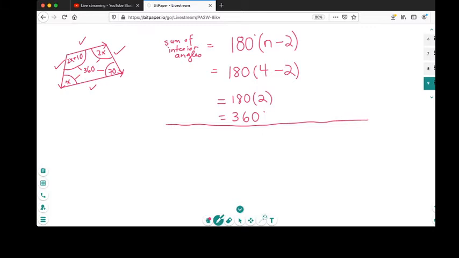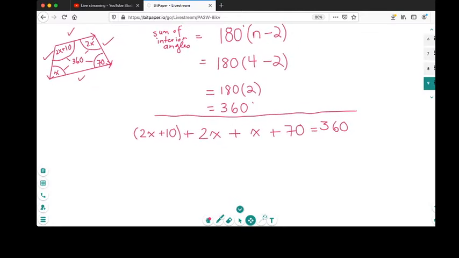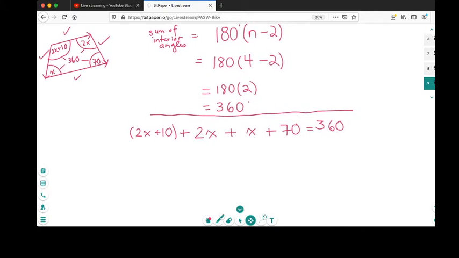Well, this is where our knowledge of polynomials comes into play, because what we're really going to do is just set these up polynomial style. So this is the first angle, 2x plus 10, plus 2x plus x plus 70 degrees, all equal 360, because again, we know that all of these angles put together need to equal 360 degrees. Well, let us go ahead and do that. I'm just going to move this up. And if anyone is writing stuff down, just let me know if I've cut anything off that you can't see.